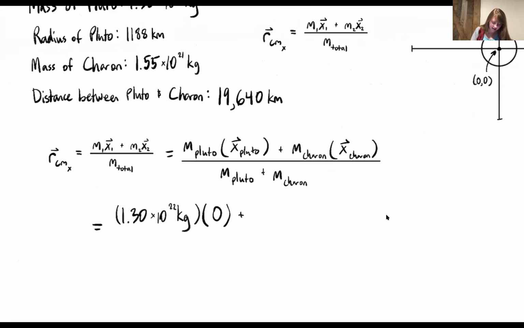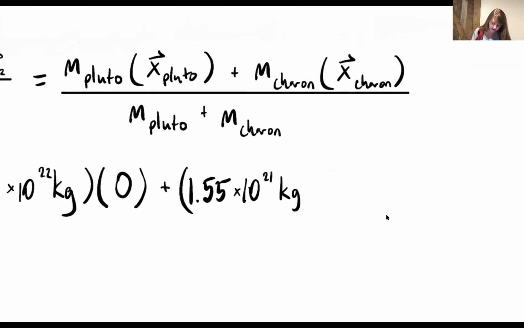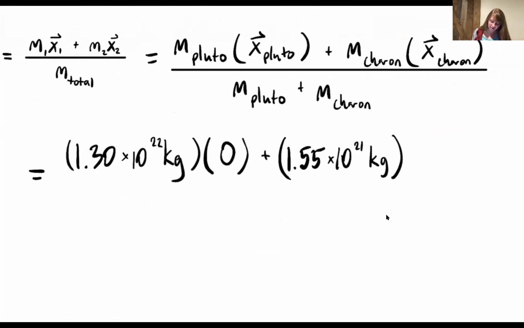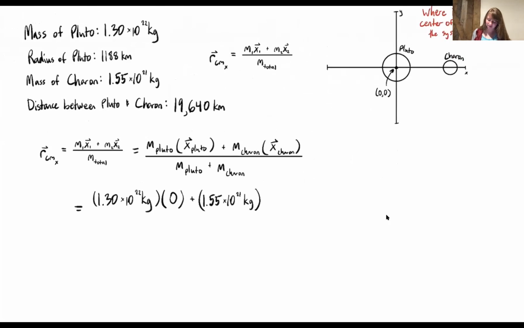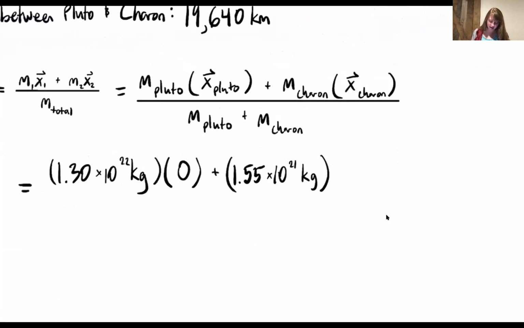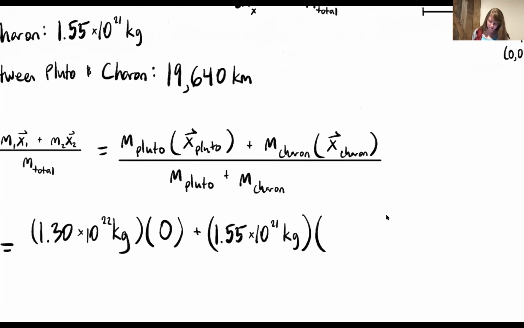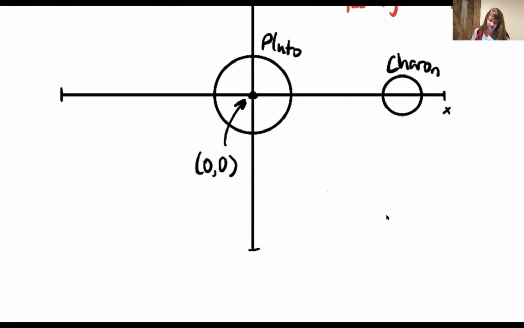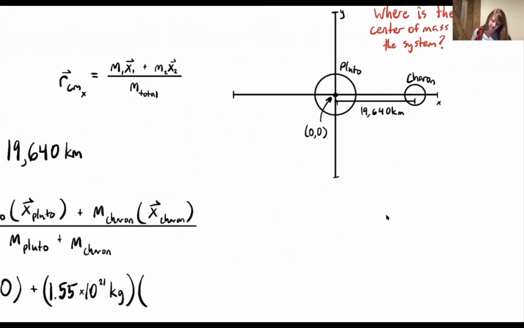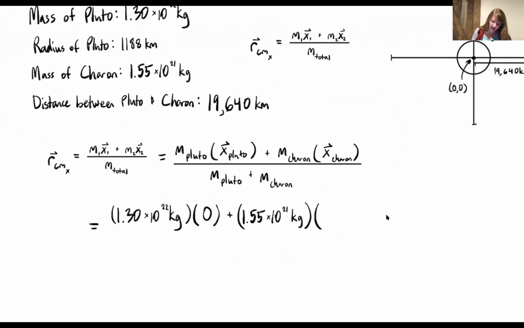The mass of Charon is going to be 1.55 times 10 to the 21 kilograms. It's an order of magnitude smaller than Pluto, but we will see whether or not it is negligible. And our position of Charon is not going to be 0 because the distance between Pluto and Charon, their centers, is 19,640 kilometers. We have that distance, and we can multiply this by that. That is going to be there.